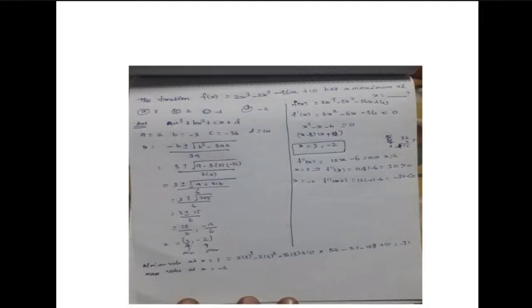If x is equal to 3, we get f double dash of 3 is equal to 30. If it is greater than 0, this point will produce the minimum value. If it is less than 0, this point will produce the maximum value. This is the normal procedure, sir. But while checking x is equal to 3 comma minus 2, we can directly say that the higher value will produce the minimum value, and the lower value will produce the maximum value.